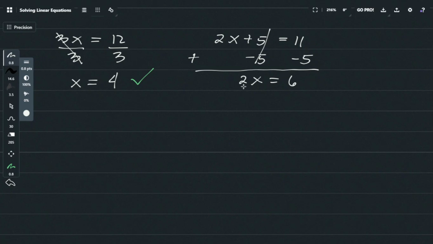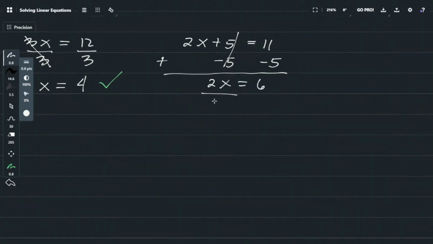Now as you can see, this is just the same as this example here. So we're just going to get rid of the coefficient, which is 2. So just divide both sides by 2. Then we have x divided by 2 is just equal to 3. So the correct answer is x is equal to positive 3.